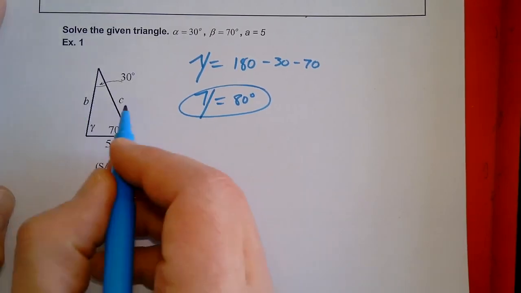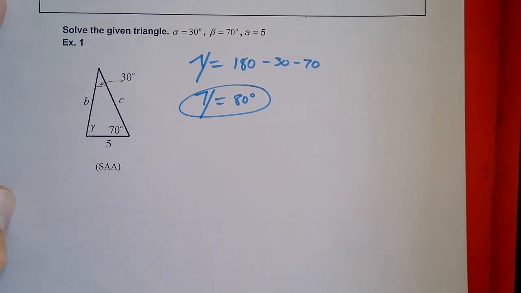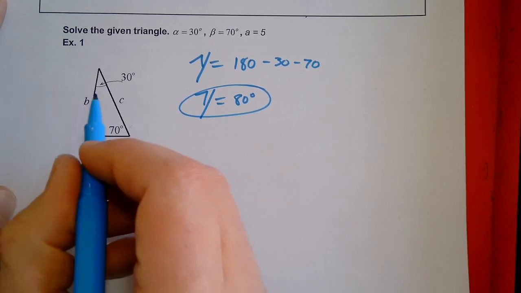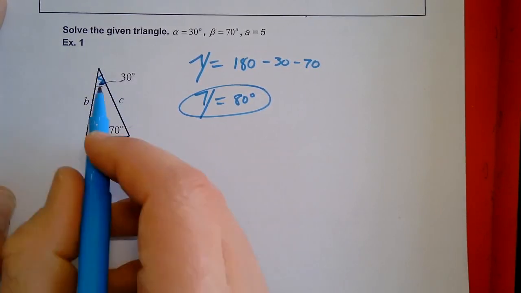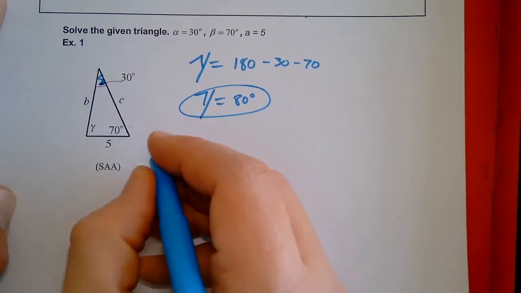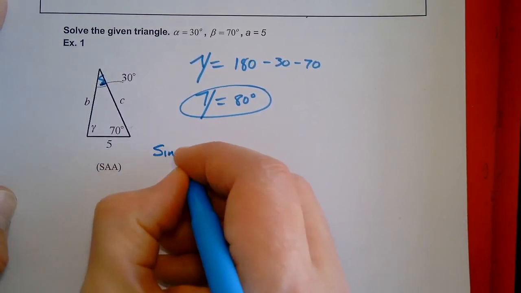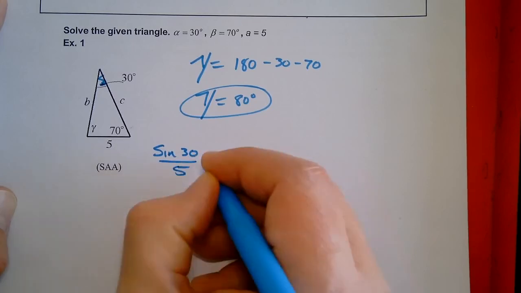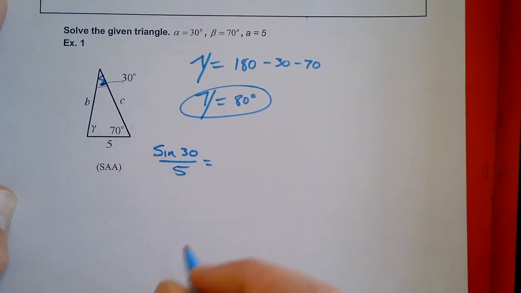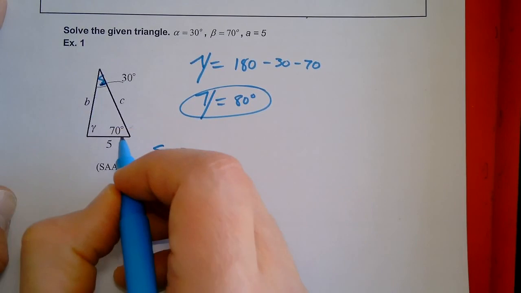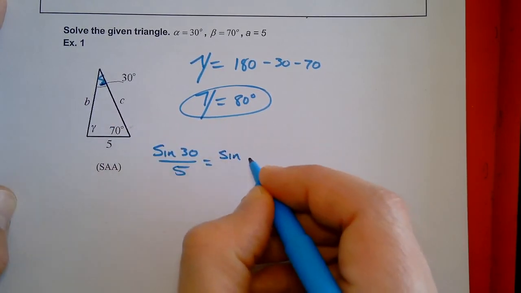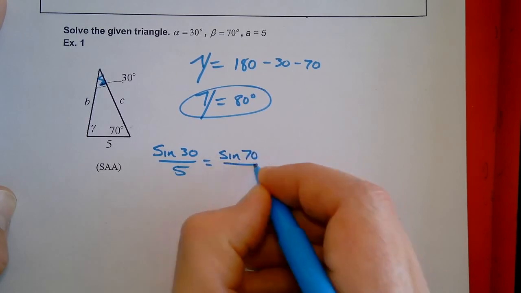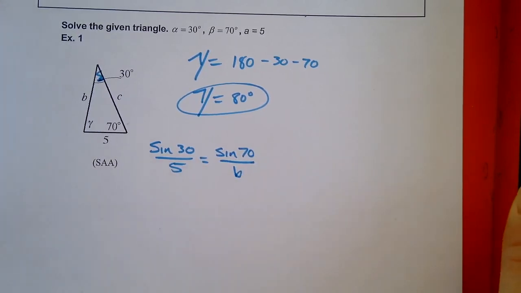So as I take a look, it's your choice whether you want to find B or C. What do you guys want to do? B? Well, we have to use the information that has an angle and a side across from it, so we have to use 30 and 5. As I set up, I've got the sine of 30 over 5 is equal to, you said B, and across from B is what angle? 70. Okay, so if you want to find B, you've got to use sine of 70.